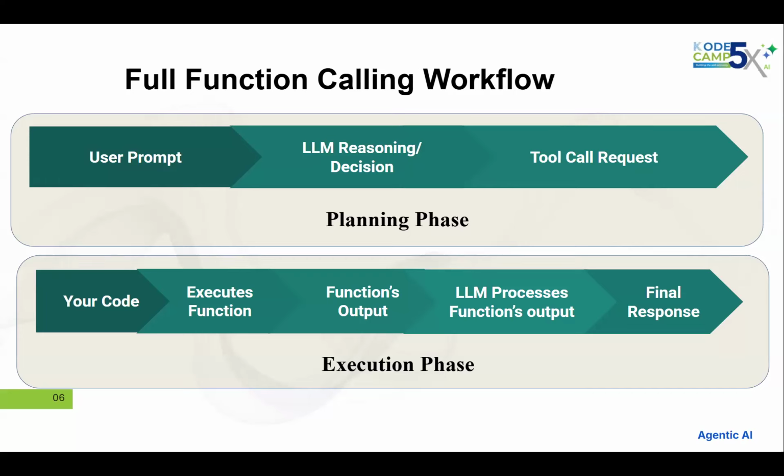Then the LLM goes ahead, thinks about the response it got and figures out if that's enough for it to satisfy the intent in your prompt. It gives you the final response. But if it determines that to satisfy the intent, further tool calls are needed, it will also make further tool call requests. And for each tool call request, your code should execute the function and pass the function's output back to the LLM for further processing.